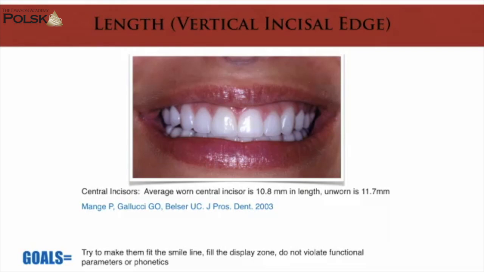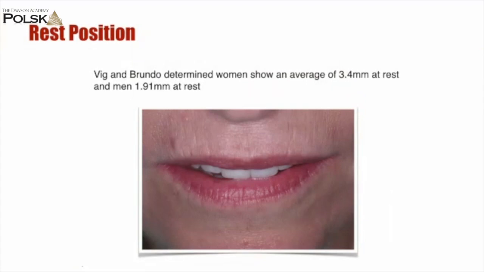And our goal as we start to change the position of the vertical incisal edge is to try to make the teeth fit the smile line, fill the display zone, and then we want to be careful not to violate any functional or phonetic parameters.